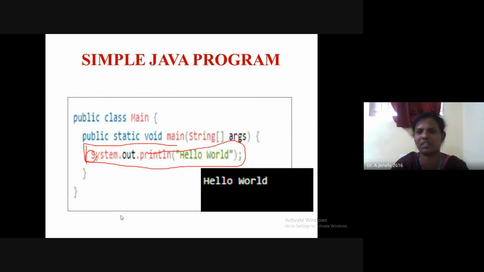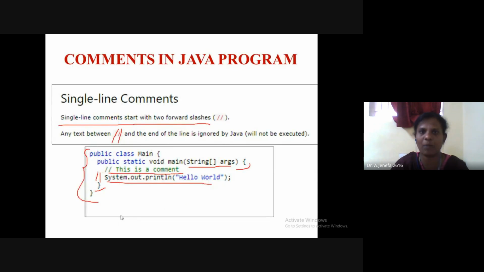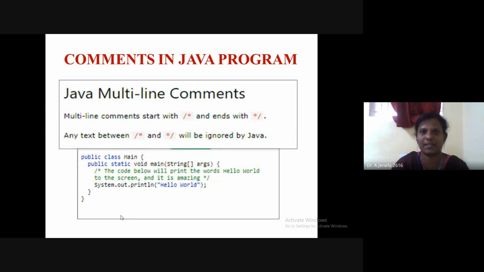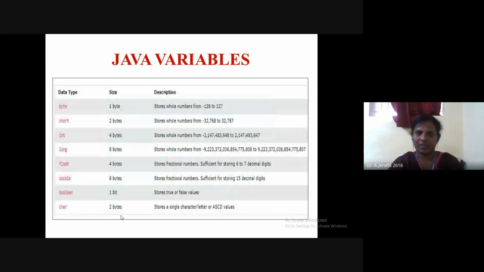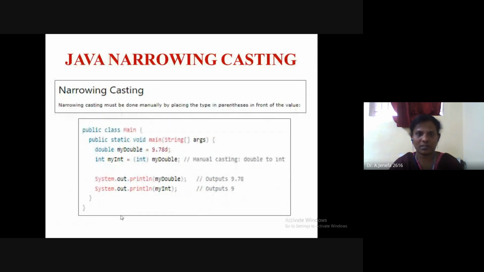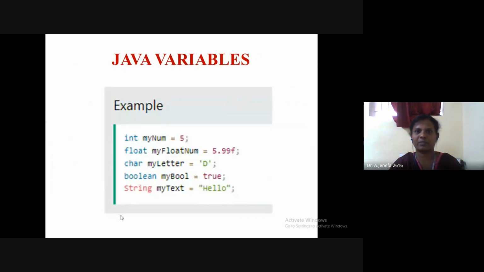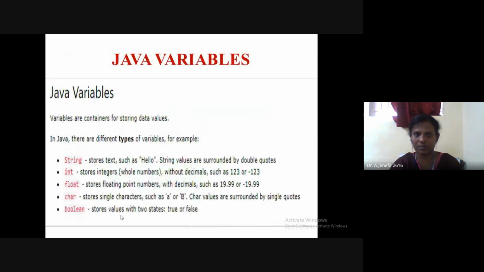So what are the things that we have discussed so far? The first one is a simple Java program and the second one is comments that we can use in Java. In two ways you can use comments in Java: the first one is single line comments and the second one is multi-line comments. Moving on to the next one, Java variables. We are going to discuss what are all the different types of variables and data types that we can use in Java.